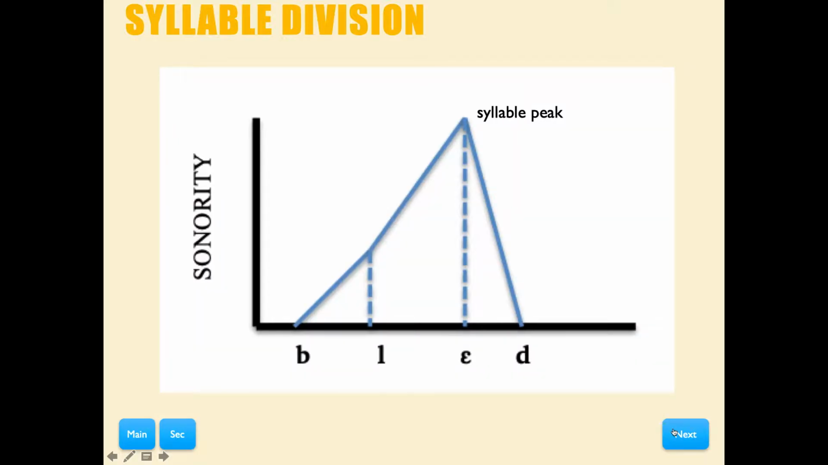Now, we can place sounds on a sonority scale, like for the word bled that you have here. And we can see that the initial element, a plosive, has 0 sonority. The lateral is more sonorous, so the line goes up. The vowel is the most sonorous, so it is close to the upper range of the sonority scale. And again, the d is a plosive, less sonorous than the vowel.